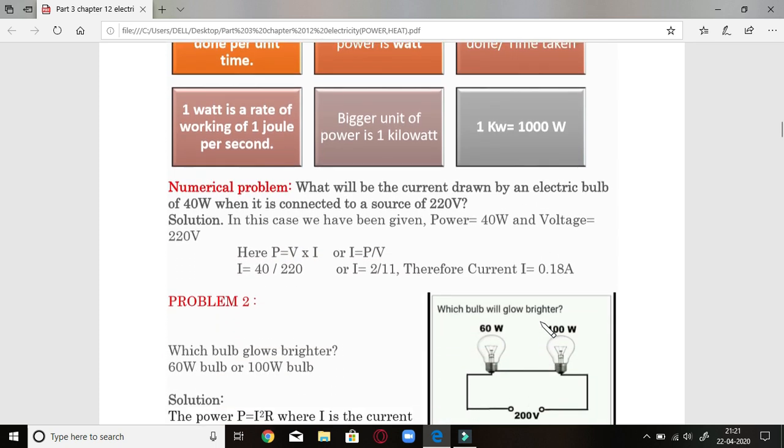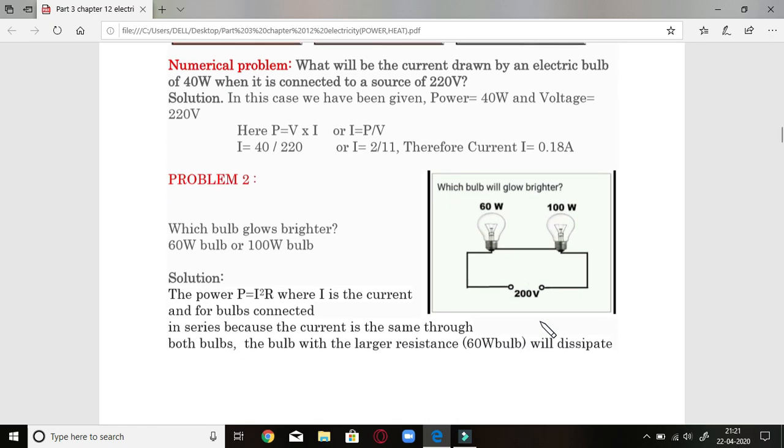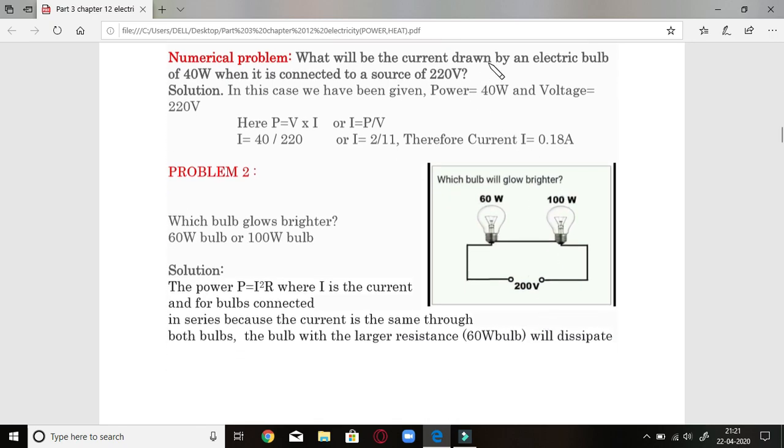Now let us see what numericals we generally deal with in the power content. What will be the current drawn by an electric bulb of 40 watt when it is connected to a source of 220 volt? A bulb has a power of 40 watt and it is connected to 220 volt. What should be the current? We use the formula P is equal to V into I, or I is P by V, and when we calculate it, we find that the current is 0.18 ampere, very small in intensity. This is the first kind of simple numerical related to power.